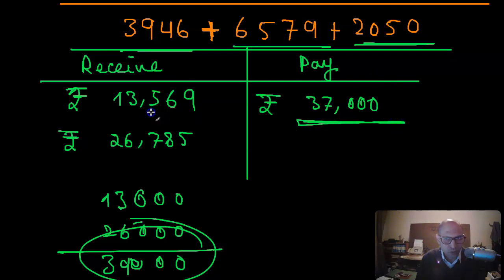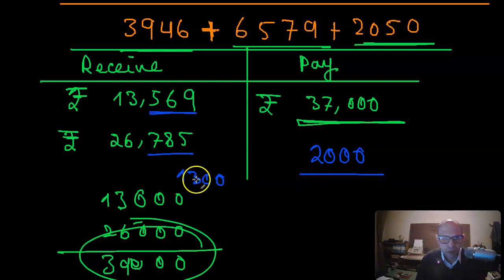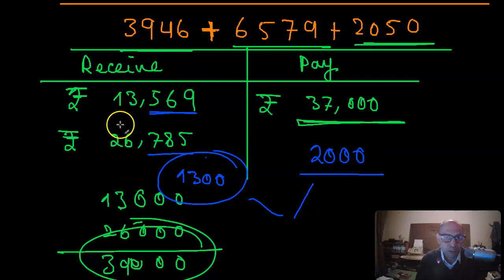Even if you forget about the 569 rupees here and 785 rupees, which together would be around 1,300 rupees, he could pay the debt, and another 2,000 rupees would remain. And there is still another 1,300 that we did not even take into consideration. So in total, what remains from the received amounts would be 3,300, give or take.